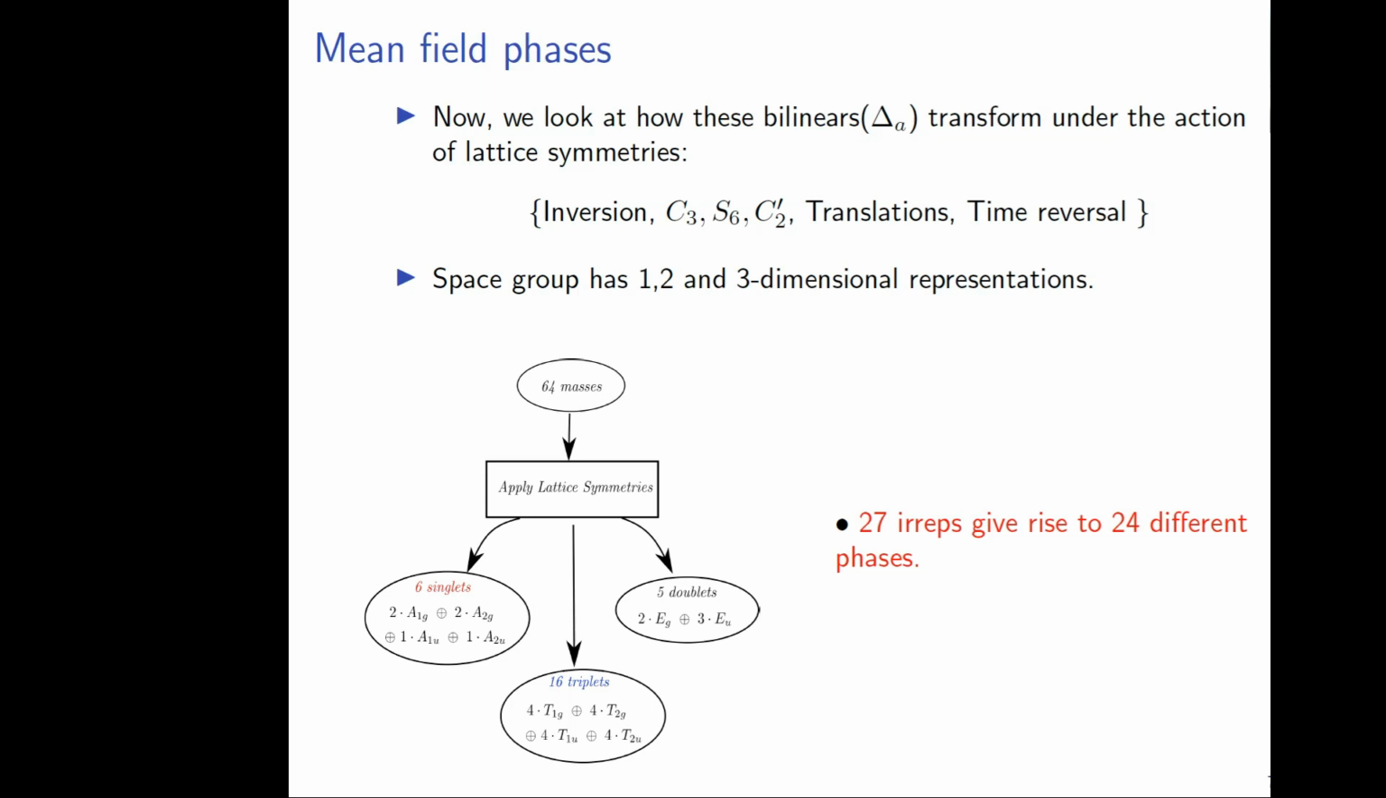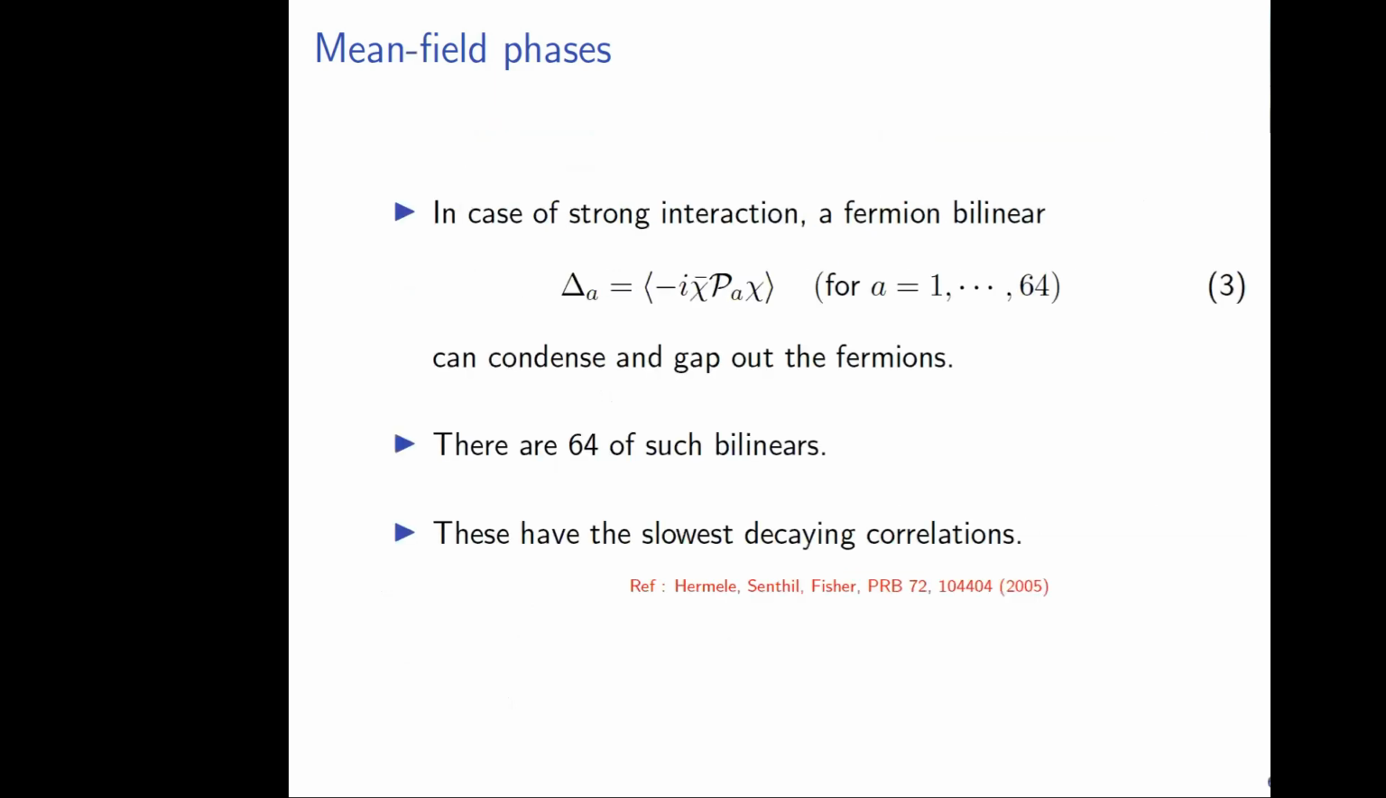And then we ask, what are the different phases? So basically if you have one order parameter, one delta A, and if it goes to another delta A by the action of the lattice symmetries, then all those deltas describe the same phase. With that understanding, different irreducible representations of the lattice in this 64 dimensional space should describe different phases. And if you can connect different members of the same irrep by some SU(4), some internal symmetry, let's say, those two will correspond to the same phase. So we find that there are 24 different phases that you can get by condensing the bilinears of this kind.